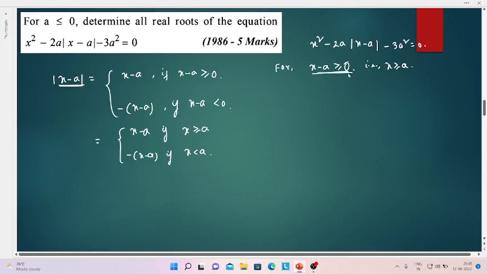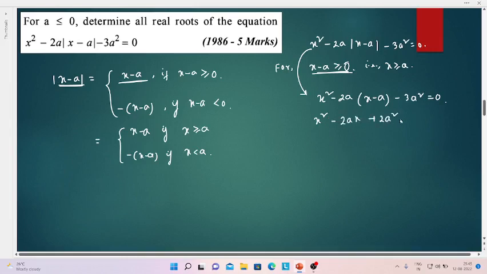So if x minus a is greater than or equal to 0, then mod of x minus a will break as x minus a. So that particular equation will form x square minus 2a times x minus a minus 3a square equals 0, right? So it will be x square minus 2ax plus 2a square minus 3a square equals 0, right? So it will have x square minus 2ax minus a square equals 0. So this equation we will have.